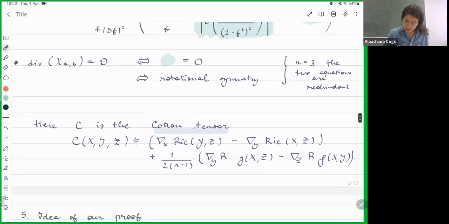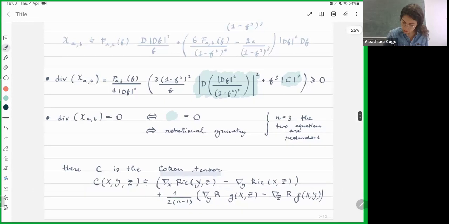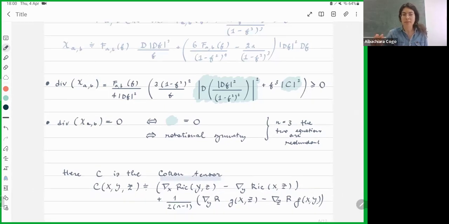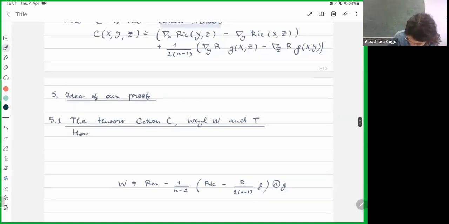Okay, now what about the higher dimensional case? In the 3-dimensional case, we see that the Cotton tensor appears, and the Cotton tensor is a very 3-dimensional object, in the sense that in 3 dimensions the Cotton tensor captures the local conformal flatness. So if one thinks of generalizing this method to higher dimension, the question would be, how do we replace the Cotton tensor in higher dimension?